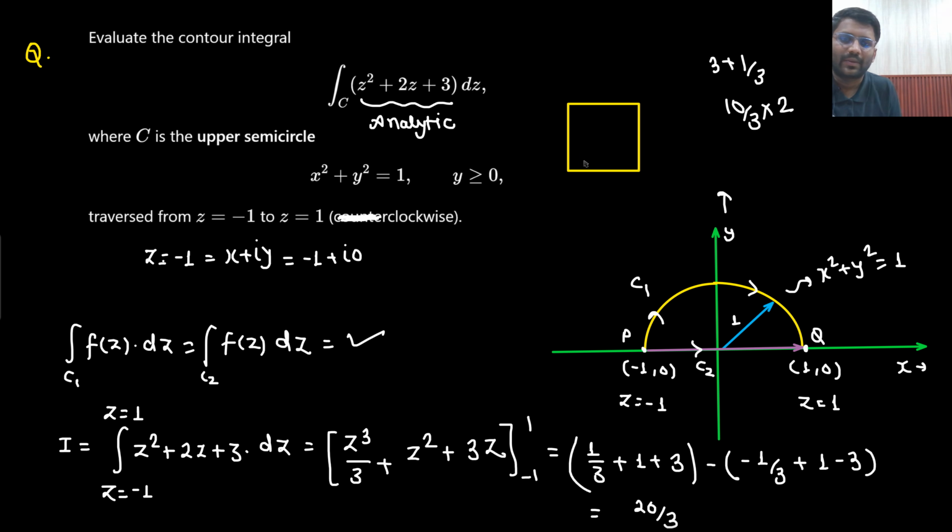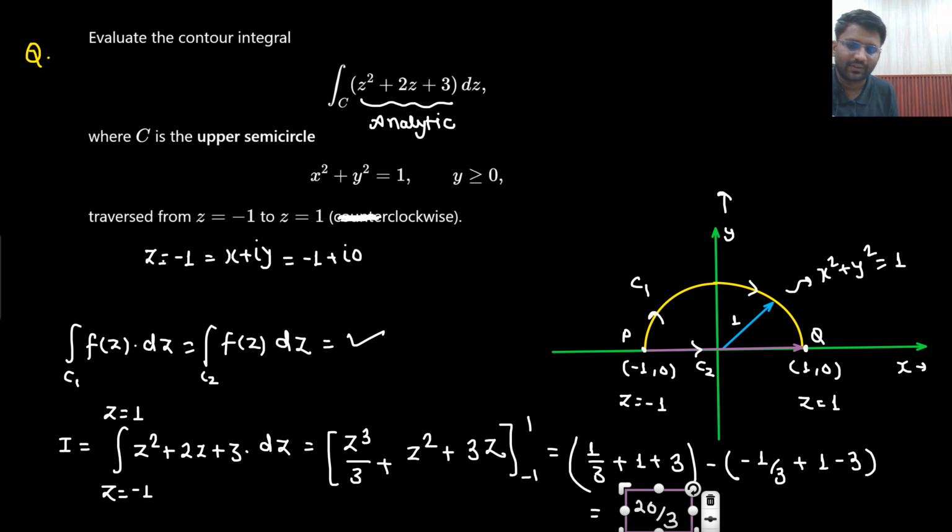20 by 3. Okay, the answer is also written. 20 by 3 is the answer that we are getting. So this was your method 1.